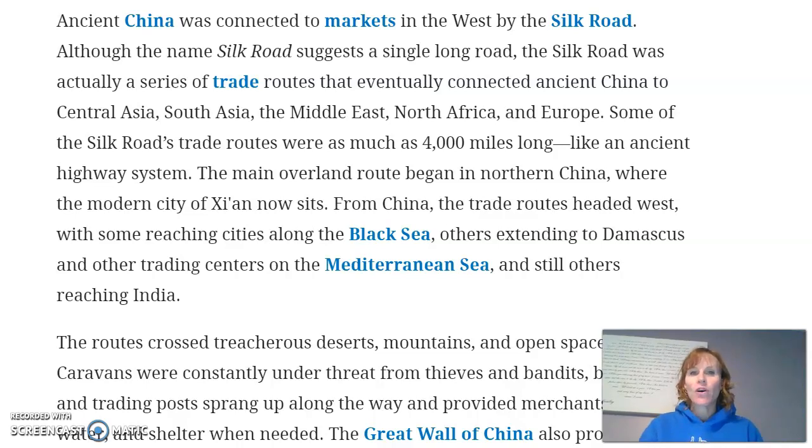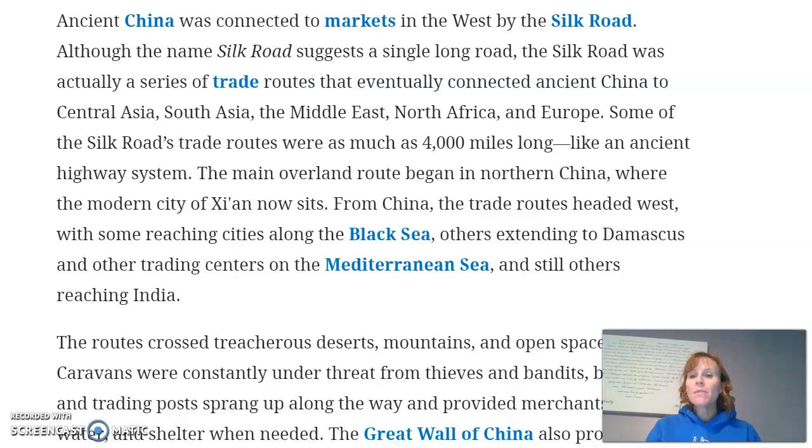So in this paragraph, all we're talking about is that the main trade route that China used was called the Silk Road. This road was not made of silk. It was not anything fancy. It was really kind of like a dirt road. It was very long and it had very many different routes and it covered a lot of area. It went all the way from China to Central Asia, South Asia, the Middle East, North Africa, and Europe.